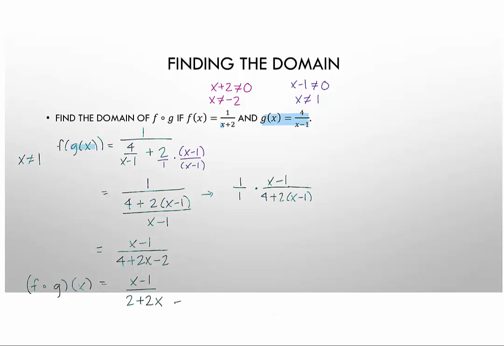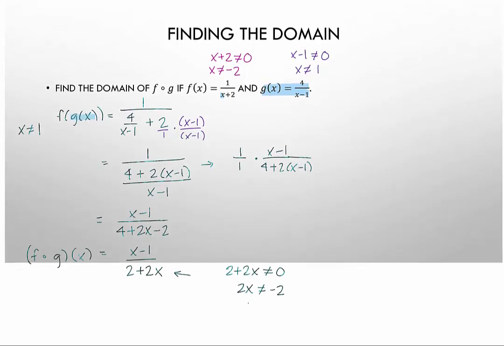So again, I have to look at the denominator. Is there a place where 2 plus 2x equals 0? Well, 2x cannot equal negative 2, so x cannot equal negative 1. So I actually have 2 restrictions I have to keep in mind with my final answer.